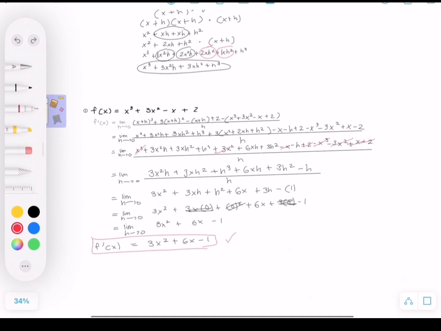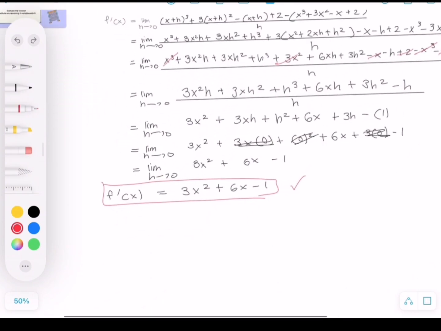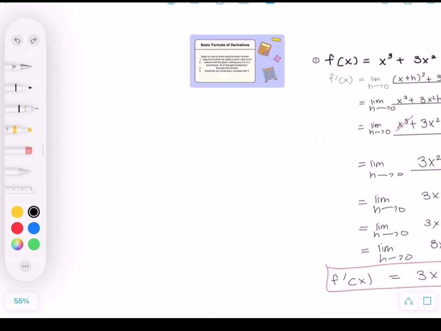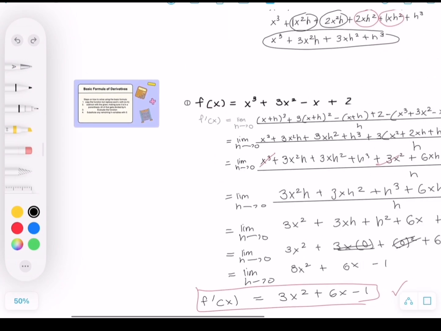Now we will be moving on to the basic rules. So the basic rules is relatively shorter compared to basic formulas. So if you're in a rush or you want it to be more convenient, you could opt to choose the basic rule, since I assure you that it's way shorter and less time consuming. So copy the given over here.